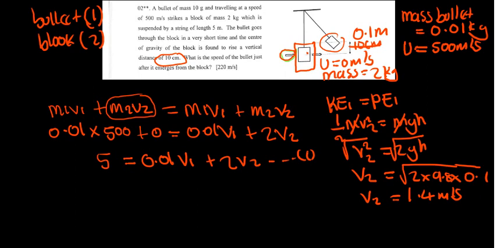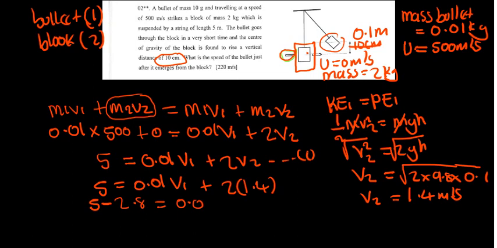Okay, so now we found our v2. So it is now simple for us to just replace there and find our v1. So 5 is equal to 0.01 v1 plus 2. What is our v2? Our v2 we have found it is 1.4. So here it is 5 minus, if we multiply that one, 2 multiplied by 1.4, it's giving 2.8. If we take it to the other side, it will be negative 2.8, which is equal to 0.01 v1. Okay, so if we say 5 minus the same 2.8, it's giving 2.2, which is equal to 0.01 v1.